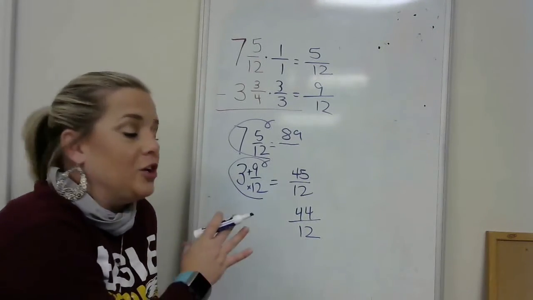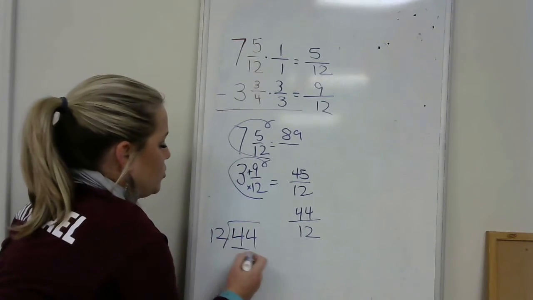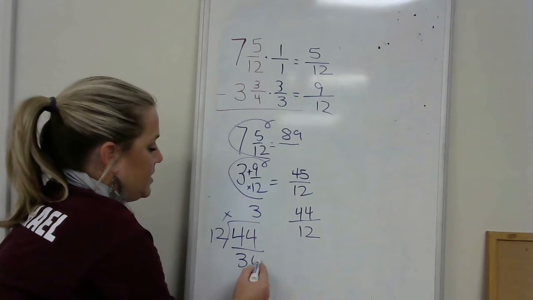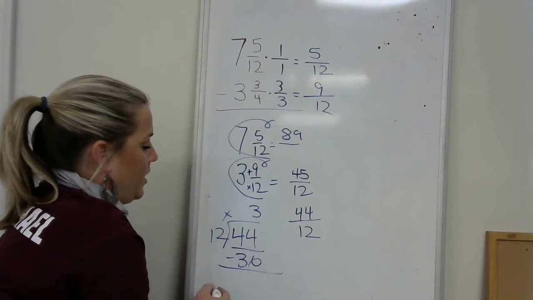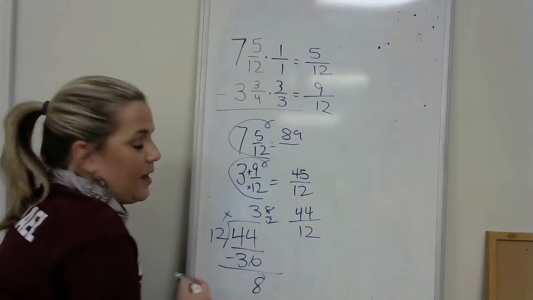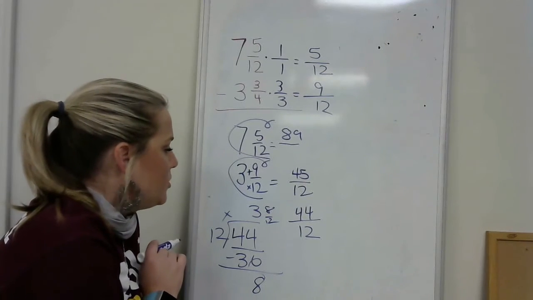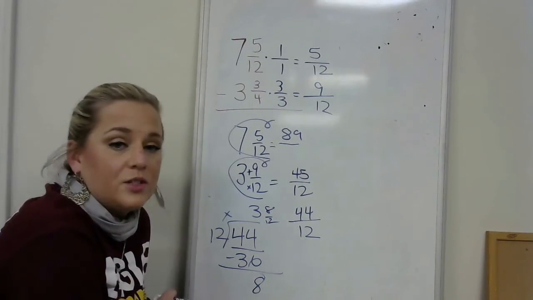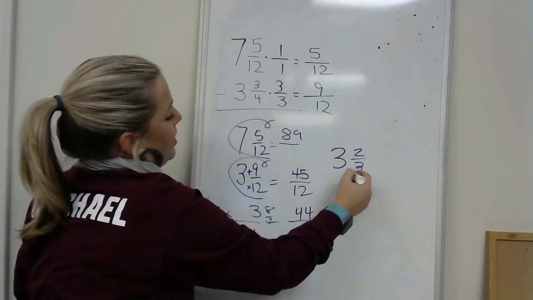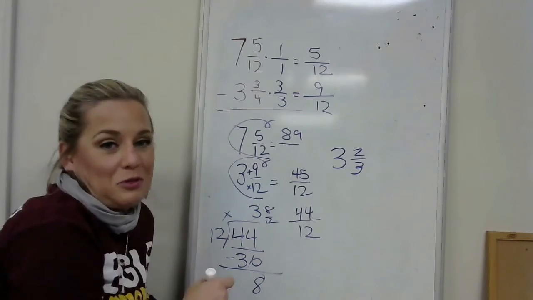All right, so then you TiVo it. 44 goes in the division box. 12 goes out. 12 goes into 44 3 times. 3 times 12 is 36. And we know that it is 8/12 because you get 8. And then you reduce to 3 and 2/3. So 3 and 2/3. This one may seem like it was faster to do, but that's just because I was rushing.